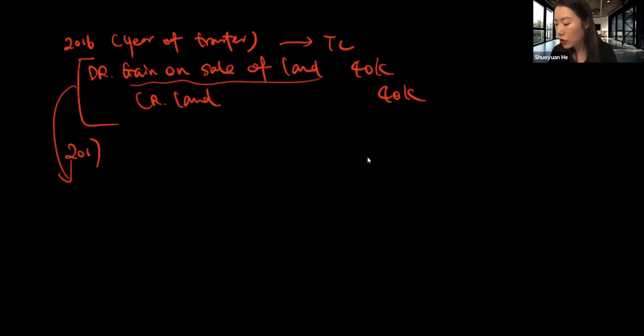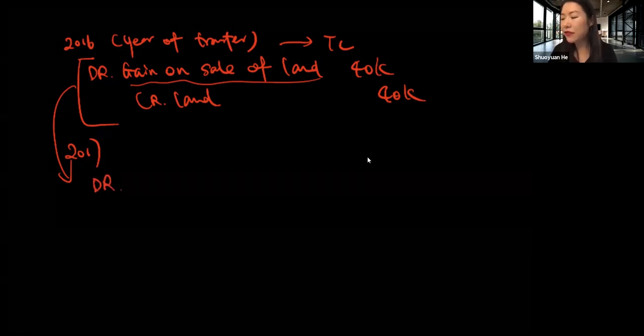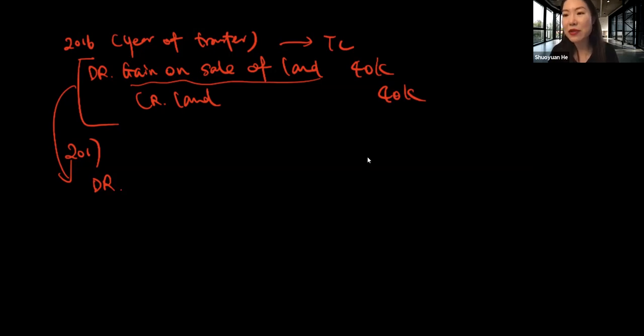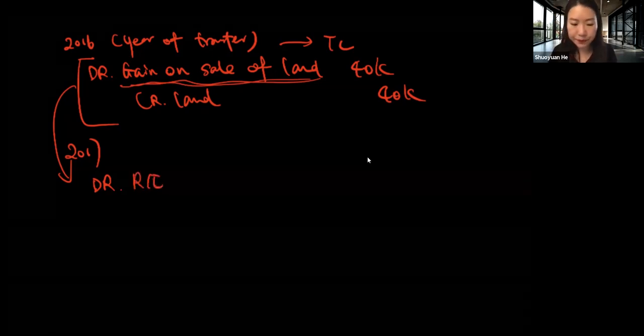So to carry over the effect of this journal entry, we cannot go back to debit this account again. If we debit gain again, it will be counted as current year income, which doesn't make sense. So for any of the income statement effects, what we do here is we replace them with retained earnings. So instead of debit gain on sale of land, we debit retained earnings.